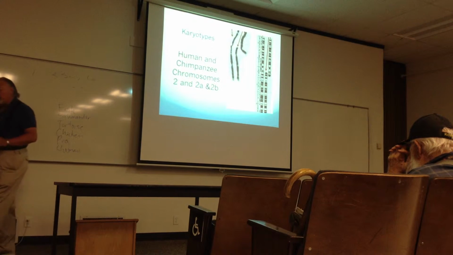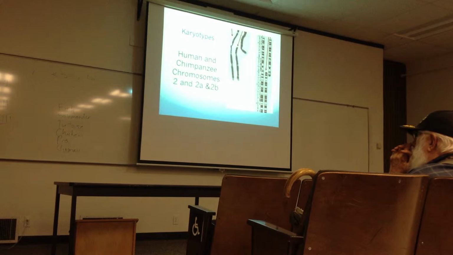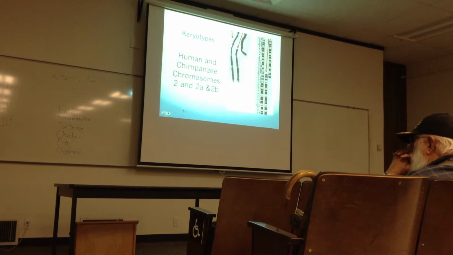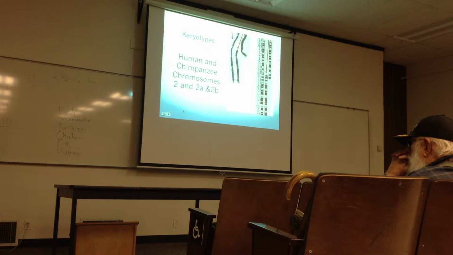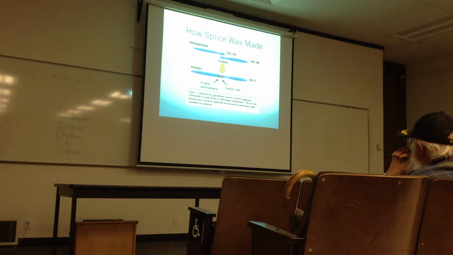Now, how it happened, I don't know. We don't know. It just happened. We just have 1 fewer chromosome. And whether we got more efficient or not, we don't know why. So our chromosomes look alike. This is how it probably happened.